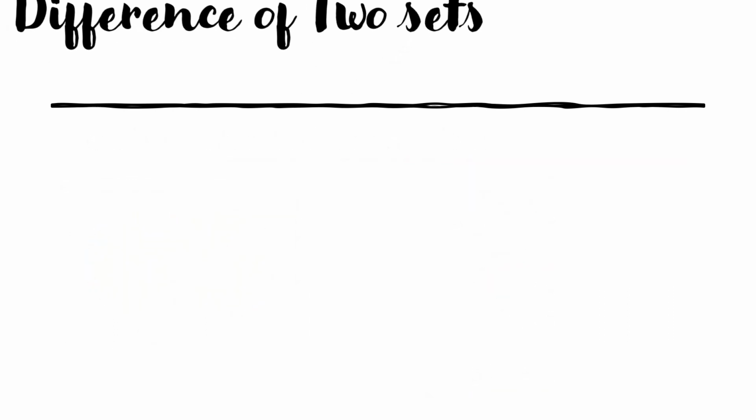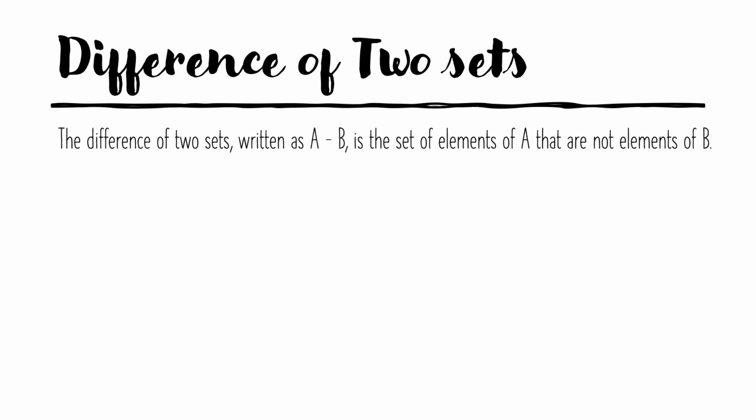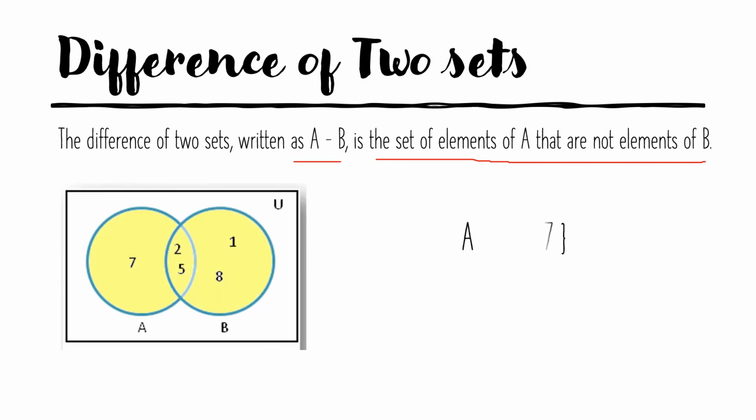Let's have the difference of two sets. The difference of two sets, written as A minus B, is the set of all elements of A that are not elements of B. So let's have an example. Let's have A minus B. To find the elements of A minus B, all you have to do is look for the elements of A that are not elements of B. So therefore, A minus B has the element 7.